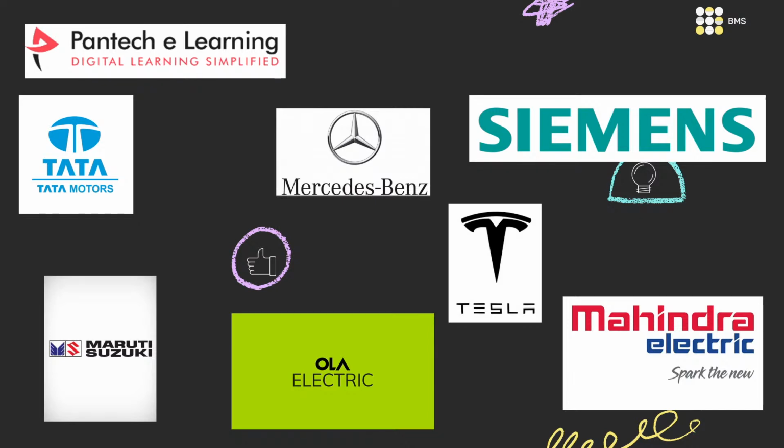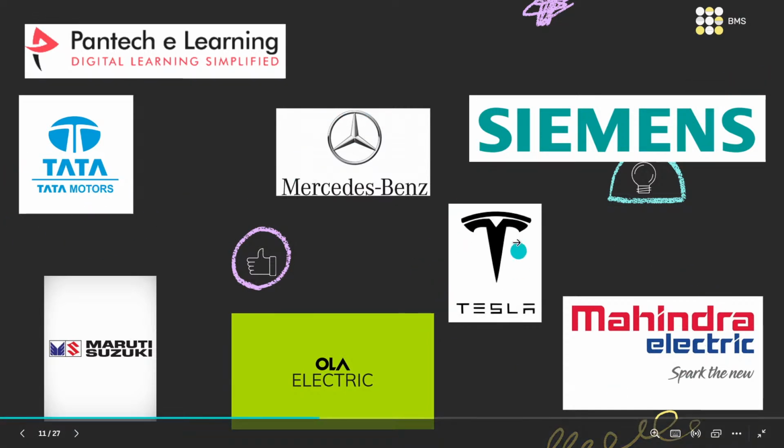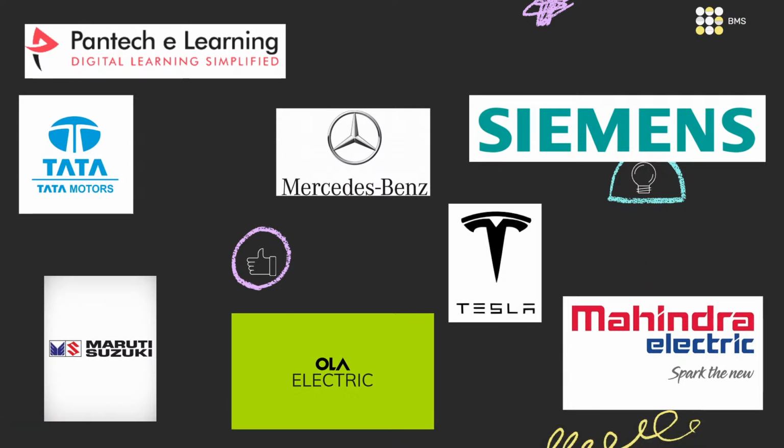So what are the companies? Tata Motors, Mercedes-Benz, Siemens, Tesla, Ola Electric, Mahindra Electric and Maruti Suzuki. These are all part of the electric vehicle industry. If you are interested in electric vehicles, you can find a job related to electric cars and technology in these companies. Roles might include designing electric vehicles, making electric vehicle components, selling or marketing electric cars, and developing EV charging infrastructure.